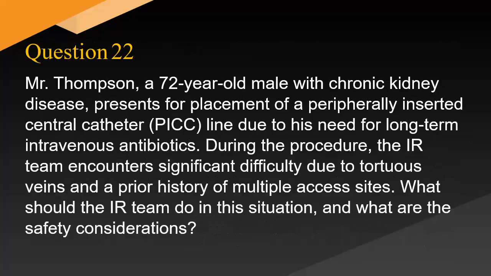Mr. Thompson, a 72-year-old male with chronic kidney disease, presents for placement of a peripherally inserted central catheter, PICC line, due to his need for long-term intravenous antibiotics. During the procedure, the IR team encounters significant difficulty due to tortuous veins and a prior history of multiple access sites. What should the IR team do in this situation, and what are the safety considerations?